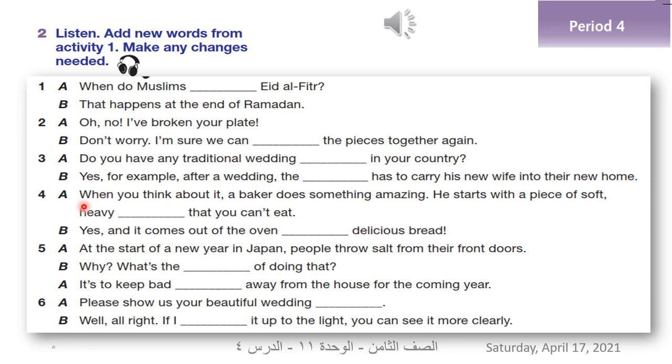4. When you think about it, a baker does something amazing. He starts with a piece of soft, heavy dough that you can't eat. Yes, and it comes out of the oven as delicious bread.